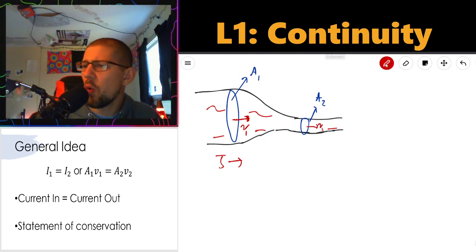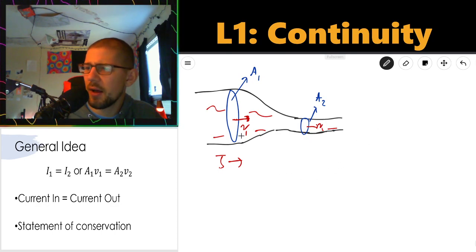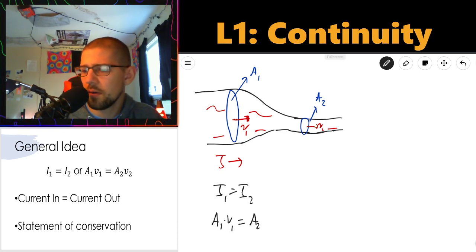Okay, so what the conservation equation says is that the stuff entering one region of a simply connected pipe like this must be the same as the stuff exiting that section of pipe, even if the cross-sectional area is a little different. Written out, we can write this in a couple of ways. We can write it just as I1 equals I2. The current at the first cross-sectional area is the same as the current out of the second cross-sectional area. Or we can describe it using this form: A1 times V1 equals A2 times V2.